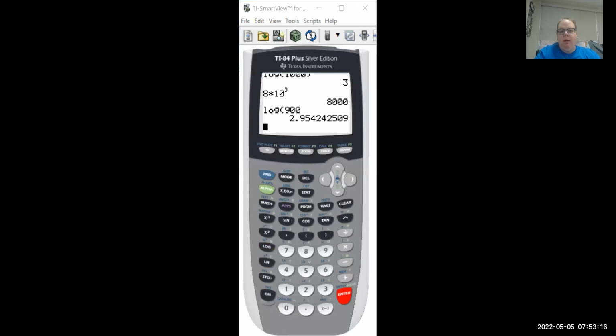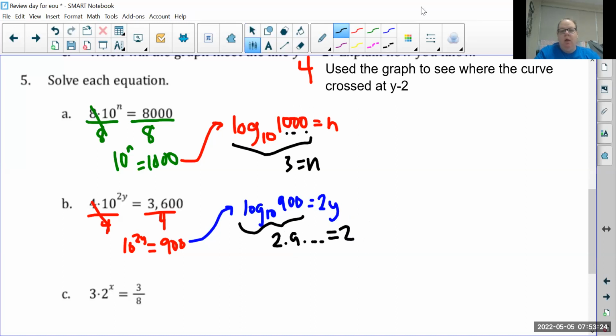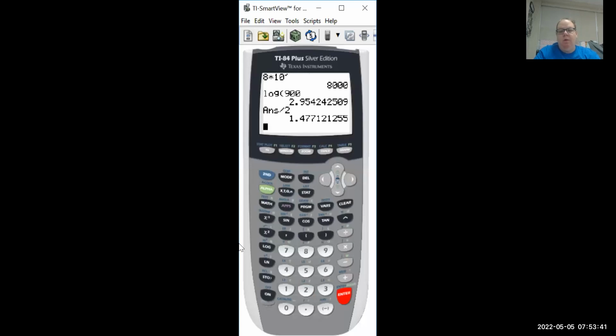Remember, don't round it yet, just leave it in your calculator as kind of like a place value. So 2.9, and then it keeps going on and on. Don't round it yet, equals 2y. So then to get rid of that 2, just like I'm back in algebra 1, divide both sides by 2. And that will tell me what y equals. So go back to my calculator, divide that answer that I left in there by 2. And I get 1.477.